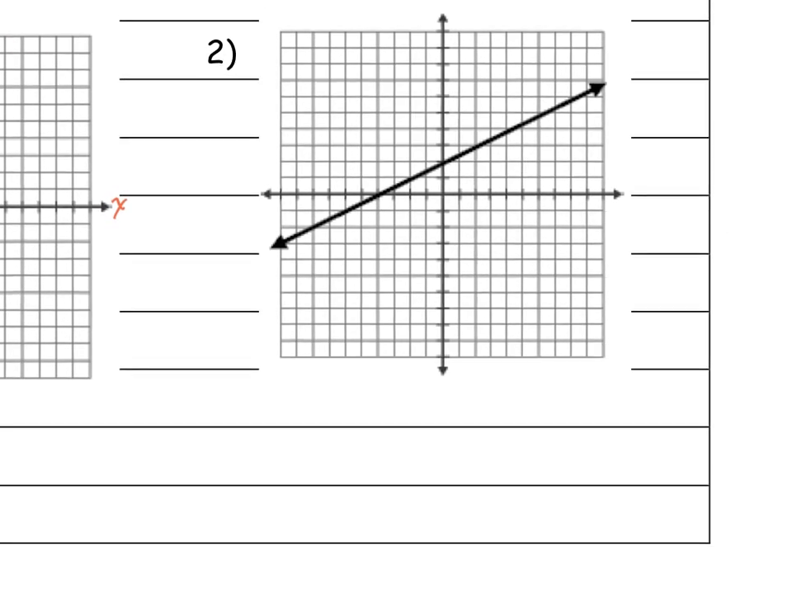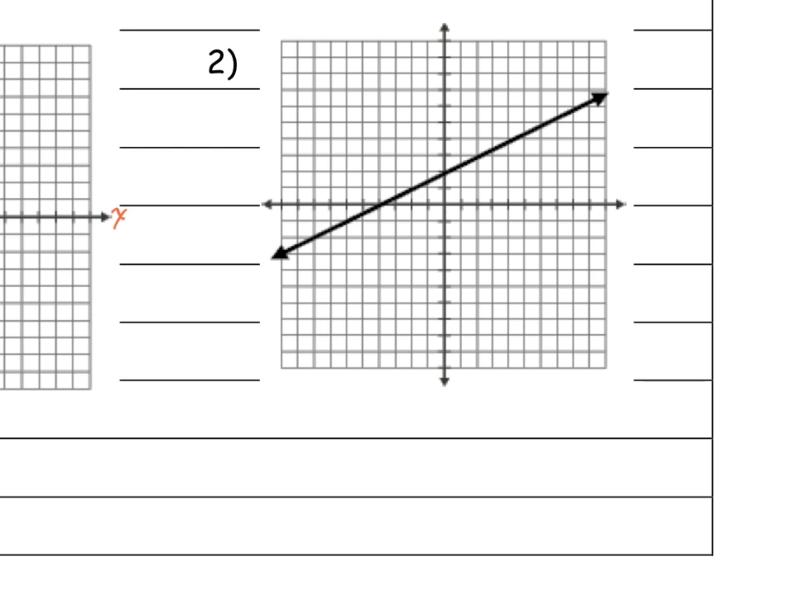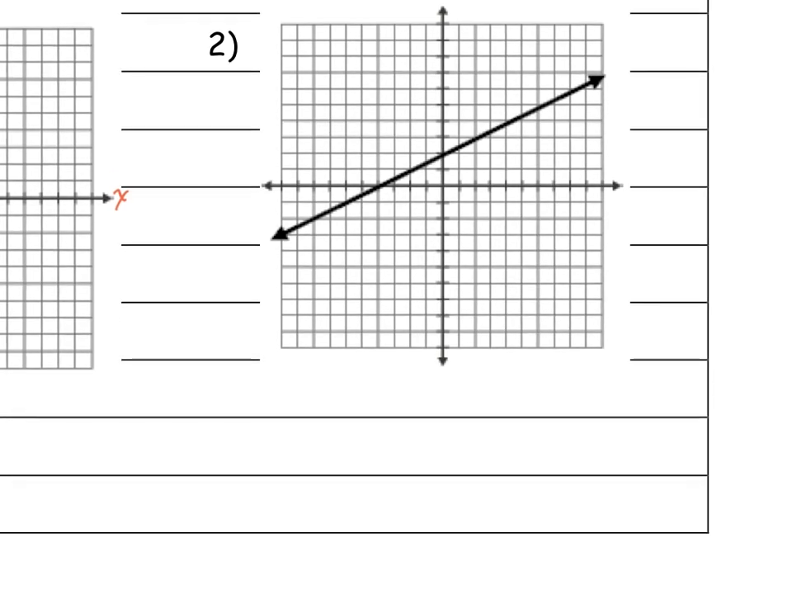Okay, now we're on number 2. We're going to do exactly the same thing. I'm going to find my x-intercept. I'm just going to write them both out here really quick: x-intercept, which is (something, 0), and y-intercept, which is (0, something). And then I need to find them.